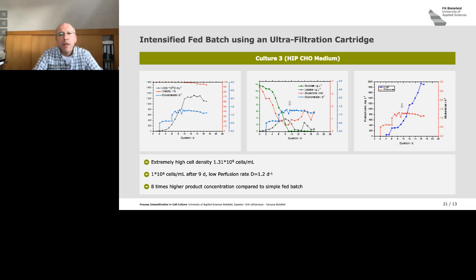If we look to the middle, we saw a limitation of glucose on day 9. This is the reason why the cells stopped growing and arrested in the stationary phase. And to the right is the accumulation of the product. We reached in this 2 liter bioreactor 2 grams per liter. And comparing this with a simple fed batch we did with the same media, we had an 8 times higher product concentration.